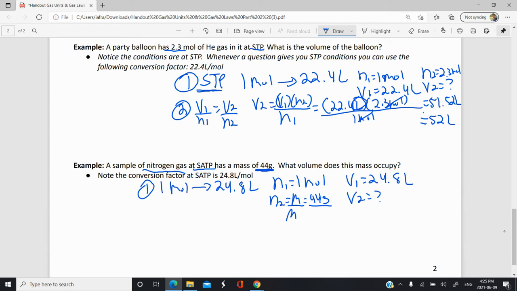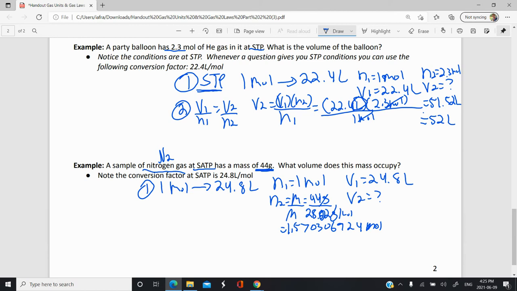Be careful here. Nitrogen gas is N2. So the molar mass is 14.01 times 2, which is 28.02 grams per mole. Cross out the grams. We get 44 divided by 28.02, and that's about 1.57030694 moles.